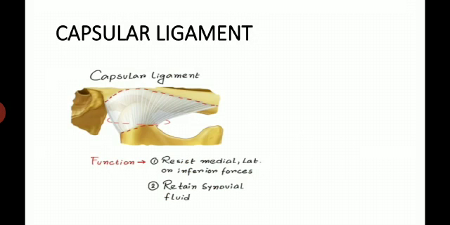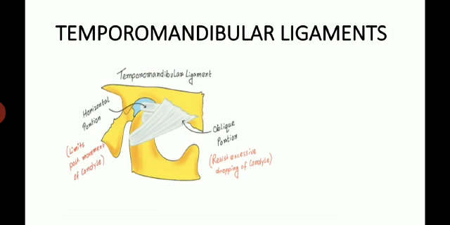Capsular ligament is well innervated and provides proprioceptive feedback regarding the position and movement of the joint. Now the next is your temporomandibular joint. The lateral aspect of the capsular ligament is reinforced by strong tight fibers, that are the lateral ligaments or the temporomandibular ligament. Temporomandibular ligament has two parts.